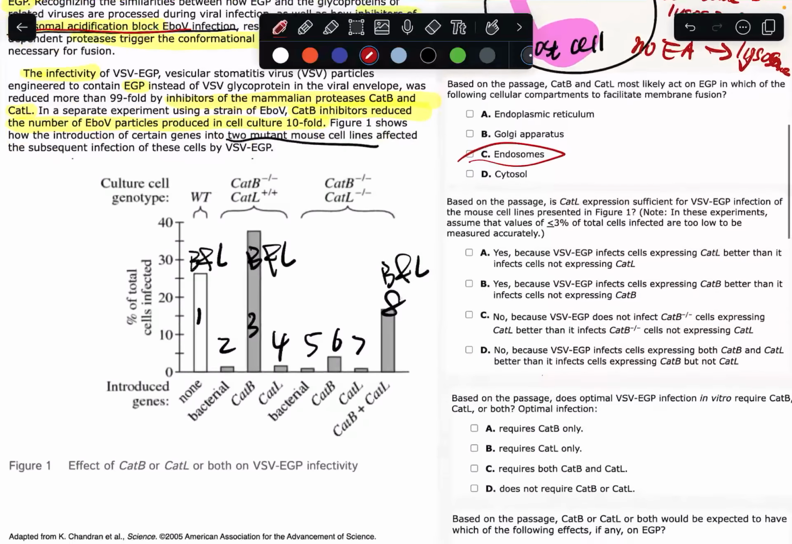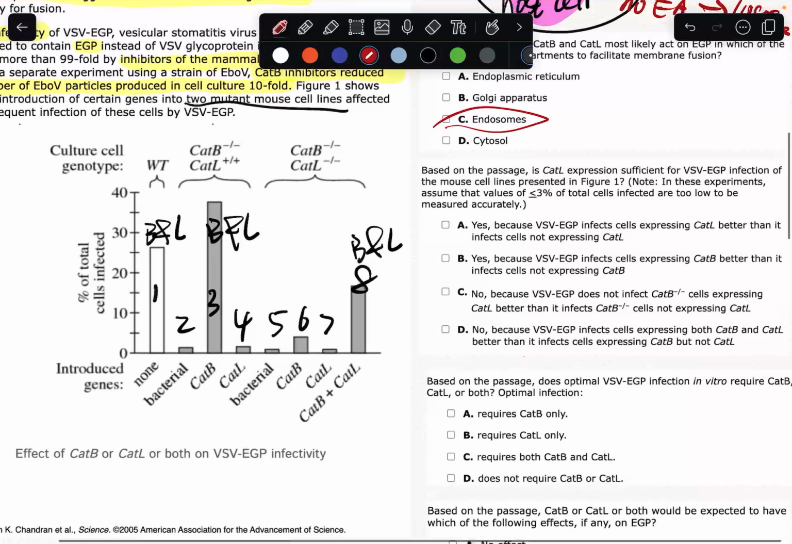Okay, the next one is overwhelming. It says, based on the passage, is cat L expression sufficient for VSV EGP infection of the mouse cell lines presented in figure 1? Note, in these experiments, assume that values smaller or equal to 3% of total cells infected are too low to be measured accurately.